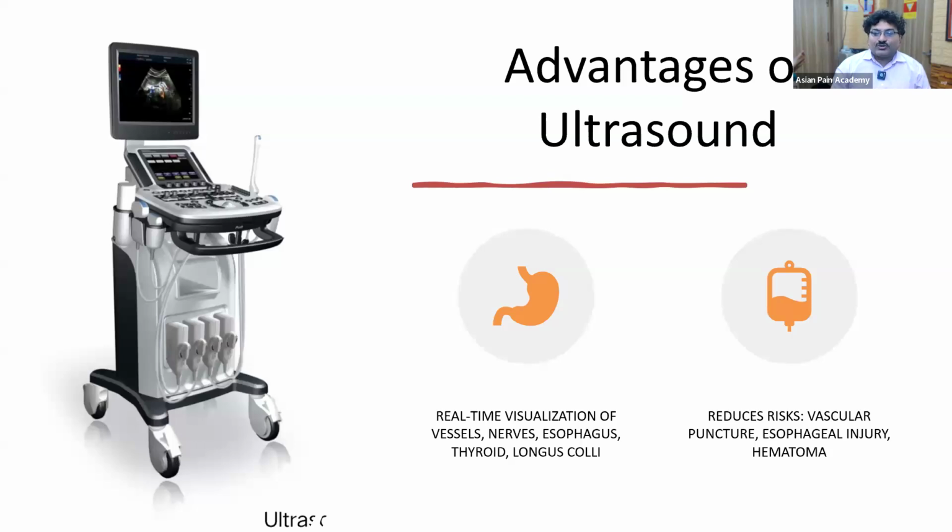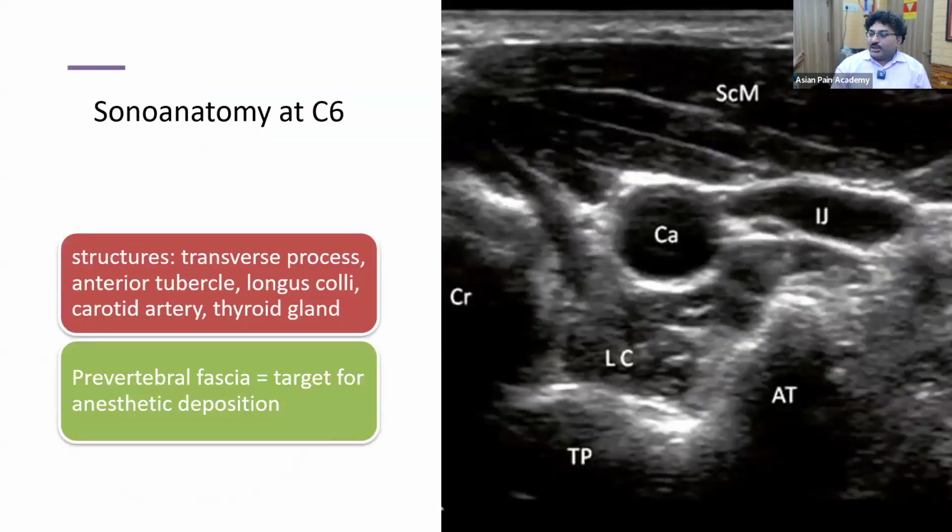Now, when the ultrasound came, it gave real-time visualization of the vessels, nerves, esophagus, thyroid, and longus coli, and reduces risks of vascular puncture, esophageal injury, as well as hematoma. Now, the most important thing is, what is the sonoanatomy? But before going to the sonoanatomy, let me discuss a little bit of the anatomy. I will not be going into much detail, but in short, I will try to enlighten you a little bit on the anatomy.